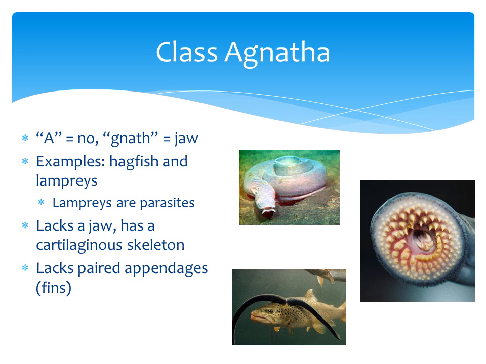Agnatha is the first class we're going to look at, and the A part of the name means no, and the nath part of the name means jaw, so these guys are the jawless fish. Examples are hagfish and lamprey. You may not have seen many of these in your life. They're pretty creepy. They don't have a jaw, but they have these crazy teeth, mouth parts.